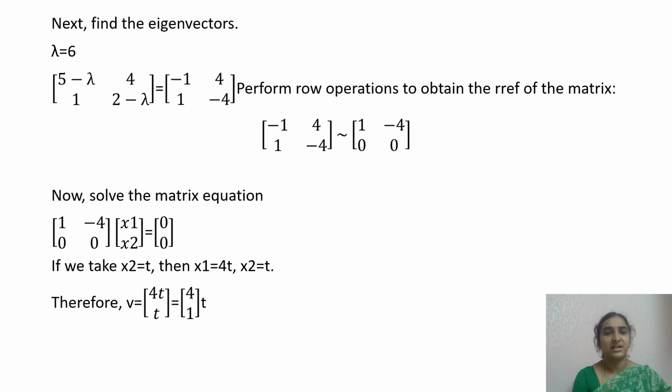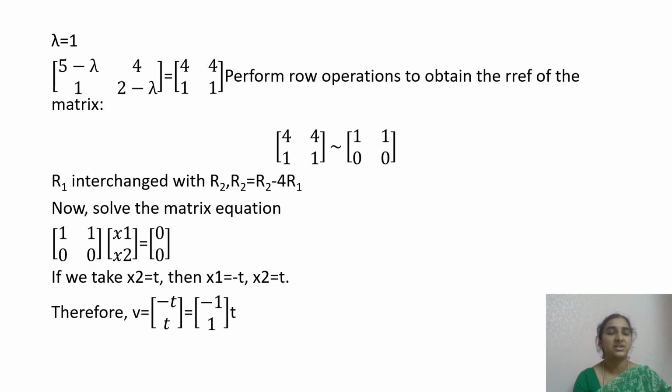Next, let us find the eigenvectors for the eigenvalue lambda is equal to 6. In the matrix 5 minus lambda, 4, 1, 2 minus lambda, substitute lambda is equal to 6, resulting in the matrix minus 1, 4, 1, minus 4. Perform row operations to obtain the row reduced echelon form of the matrix, resulting in the matrix 1, minus 4, 0, 0. To solve the matrix equation, consider the matrix 1, minus 4, 0, 0 multiplied with the column matrix x1, x2 which is equal to the column matrix 0, 0. If we take x2 is equal to t, then x1 would be equal to 4t. Hence our eigenvector would be 4t, t.